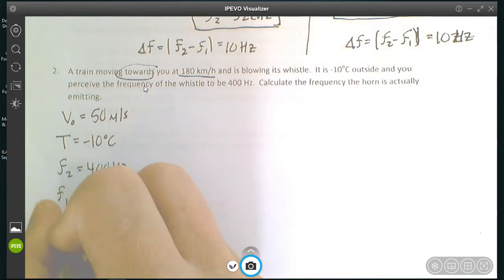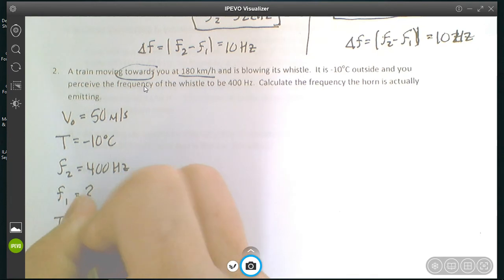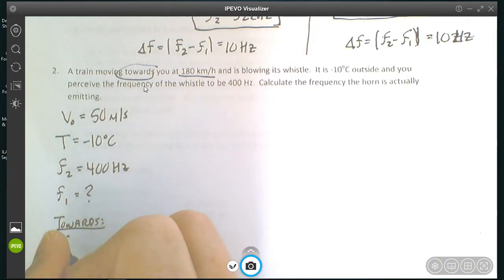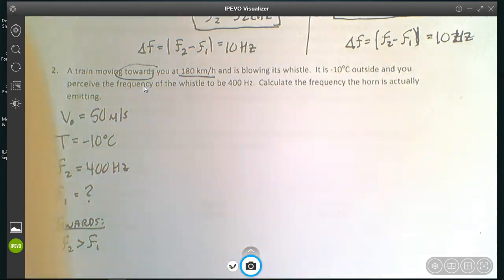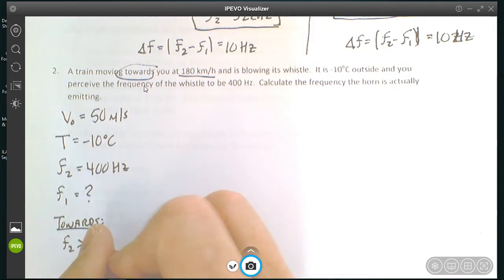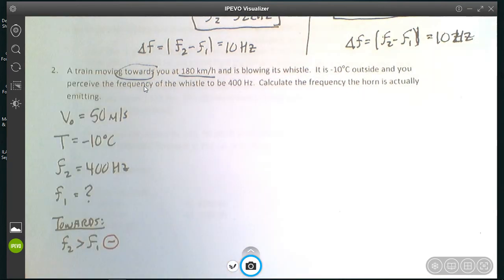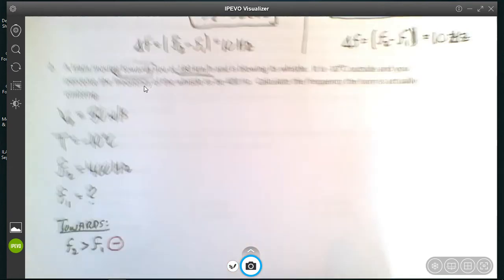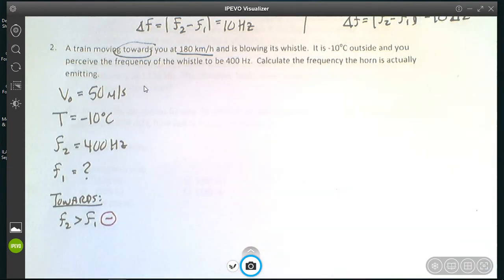So if it's towards, then what I always write down is that the F2 that you're perceiving is bigger than F1, which means that you need to use the small denominator. So we're using the minus sign. If you don't do this, you're going to be in real trouble, because you're going to rearrange this formula, get it, and then another question will say it's moving away, and you can't just use the same formula. You've got to rewrite it and rearrange the formula again.